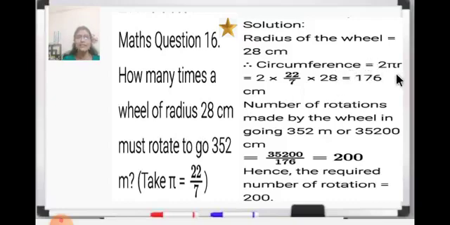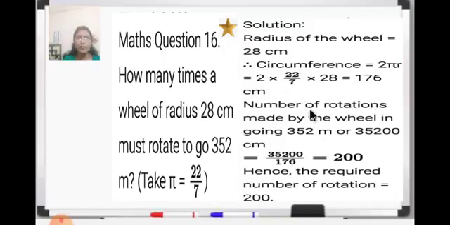So circumference is equal to 2 pi r, and that is equal to 2 into, now in place of pi we'll write 22 upon 7, and radius of the wheel is given as 28. And then we'll solve it. We'll reduce this. 7 4s are 28, 4 2s are 8, 8 into 22, you will get 176 centimeter.